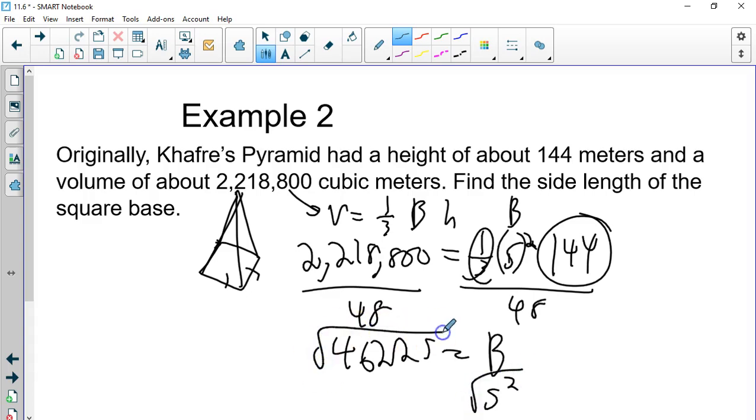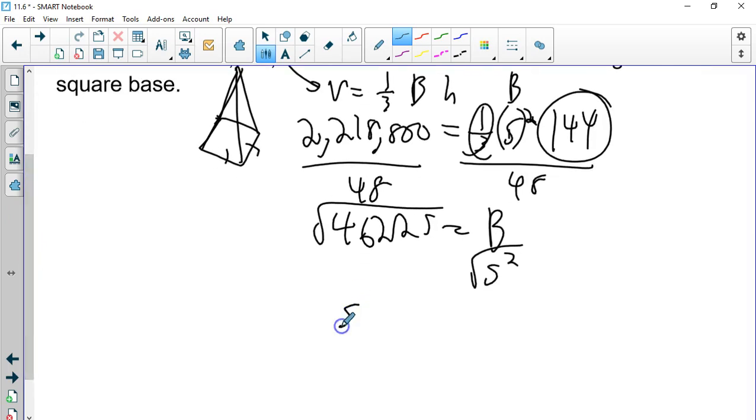So we're going to square root both sides, and the square root of 46,225 is 215. So one side equals 215 meters. All right? So this is 215, this is 215, the height is 144, and the volume of that pyramid is 2,218,800 cubic meters.